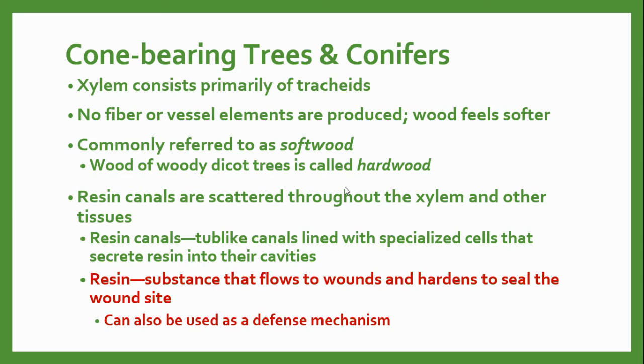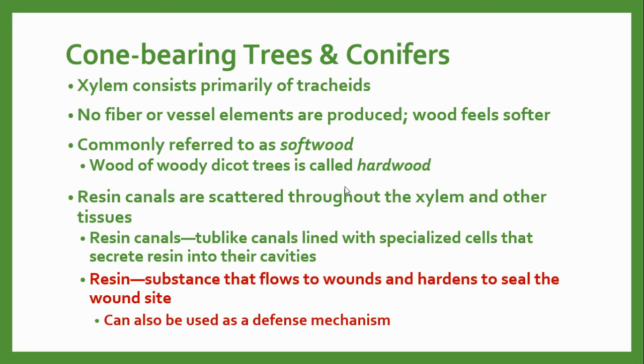Cone-bearing trees, or conifers: the xylem consists primarily of tracheids. There are no fibers or vessel elements produced, and the wood feels softer. It's commonly referred to as a softwood tree. Wood of woody dicot trees is called hardwood. So pine might be more of a softwood, whereas oak would be a hardwood.